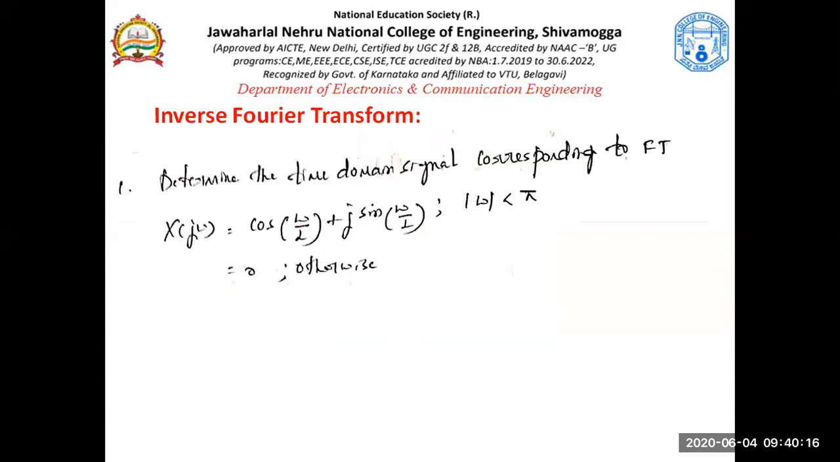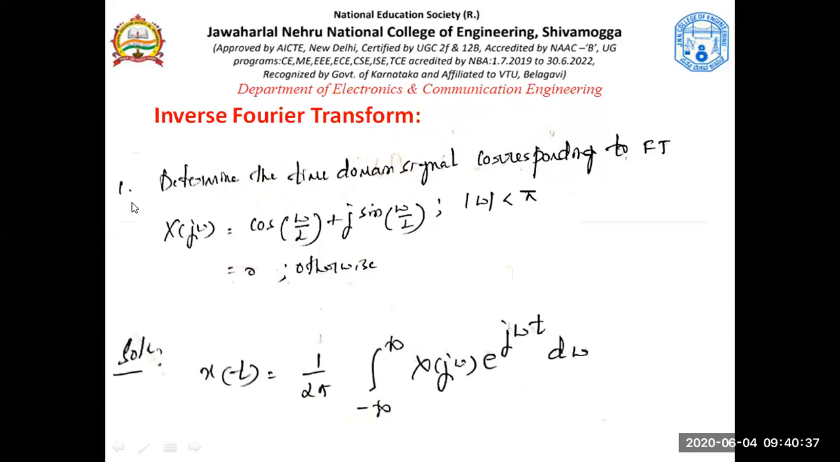Now let's see the inverse Fourier transform. In the inverse Fourier transform, what would be given? X of j omega would be given, and we need to obtain the time domain signal. That is why it is called the inverse Fourier transform. So how to deal with that? This is the equation for x of t, because we are asked to find the inverse Fourier transform.